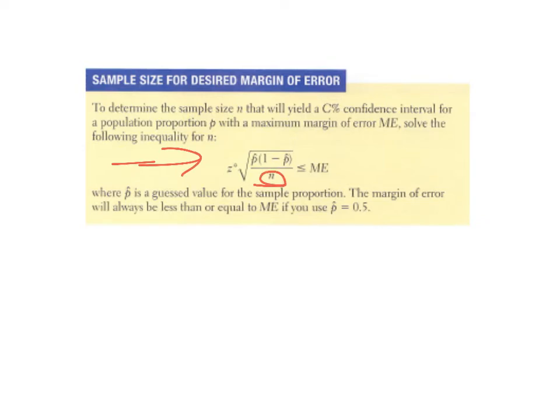P hat, in this case, is going to be a guessed value. I can guess that from previous experience or studies, so I can pull that from somewhere else. Or I can set that value to 0.5. When I set that value to 0.5, this is when my margin of error is going to be the largest. So I'm definitely going to be finding a sample size that is going to be less than or equal to my margin of error. So let's walk through an example of this.